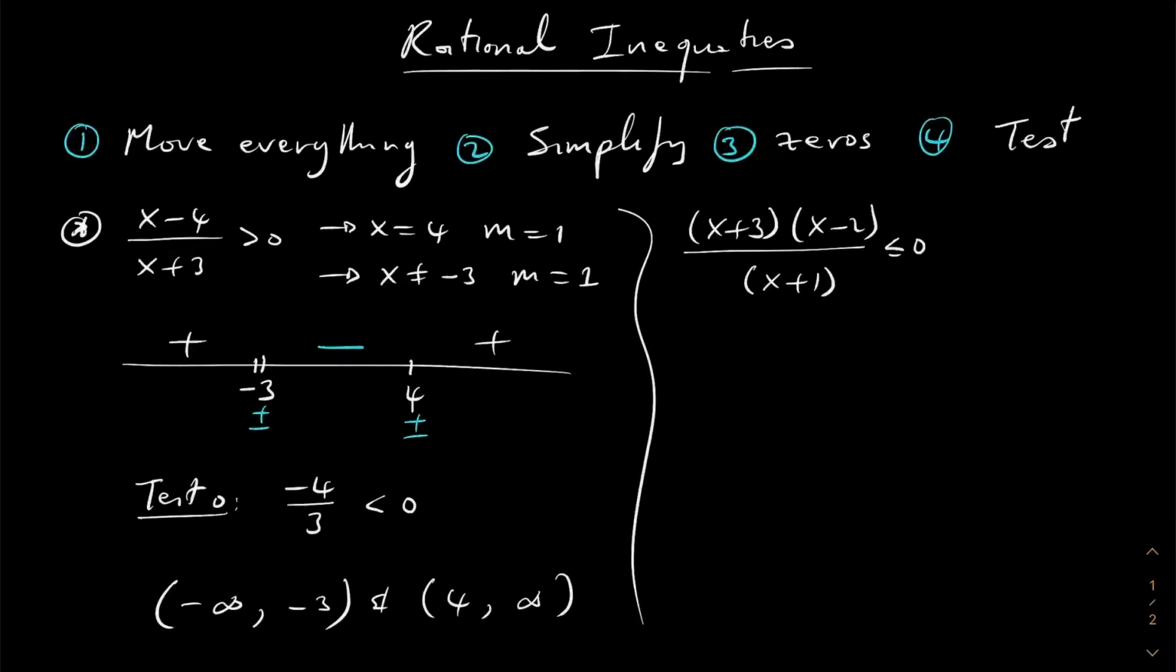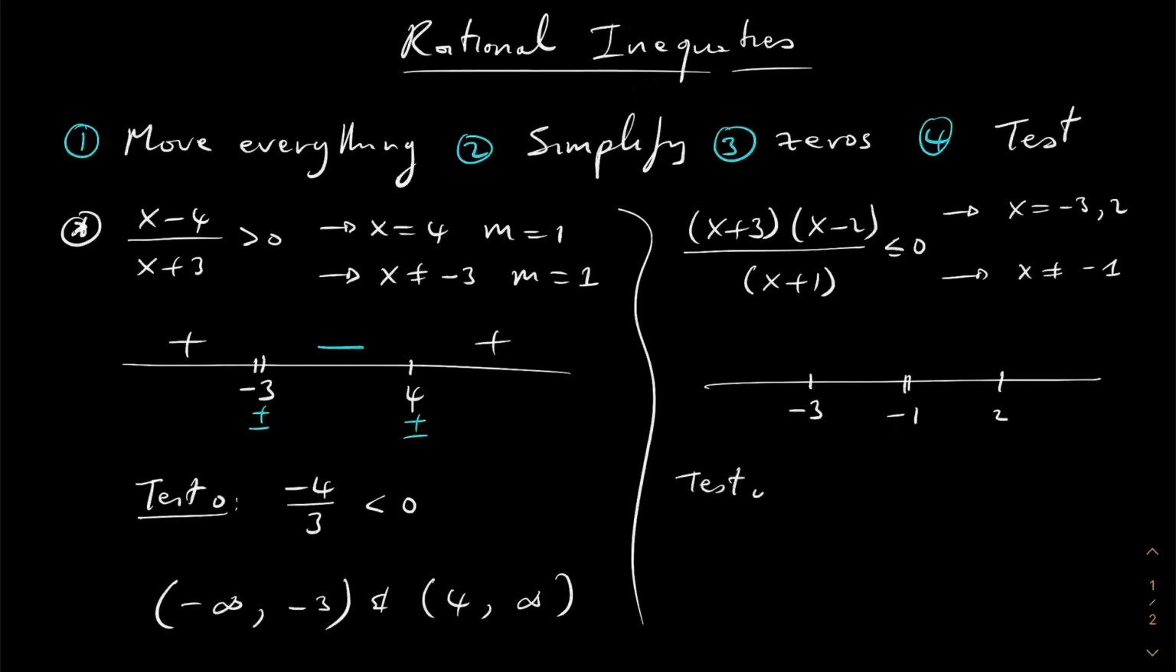Then I'm going to have to find the zeros of the numerator and the denominator. For the numerator here, I know that x should be equal to negative 3 or 2. And on the denominator, I know that x should not be equal to negative 1. And of course, all of these zeros happen to have multiplicity 1. So that means that the sign is going to change as you go through each of them. So on my number line here, I'm going to put negative 3, negative 1, and 2. Of course, with a double line here at negative 1 to tell myself that that's a bad point. It's the vertical asymptote.